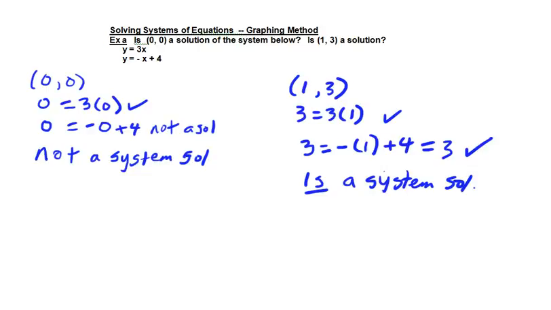And at the end, just for clarity, it is helpful that we very explicitly say whether it is not a system solution or whether it is a system solution. Sometimes when you're testing the two equations, and if you, for example, write yes and no or yes and yes, it's not clear whether the final conclusion is going to be a solution or not. So writing it, again, explicitly is helpful.